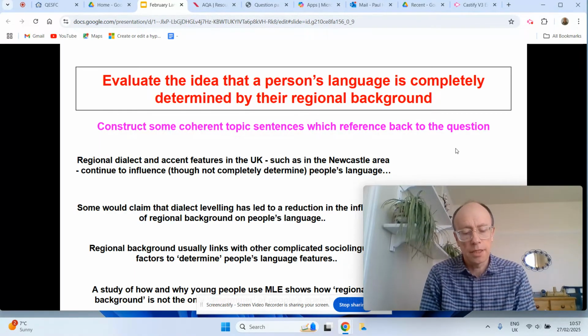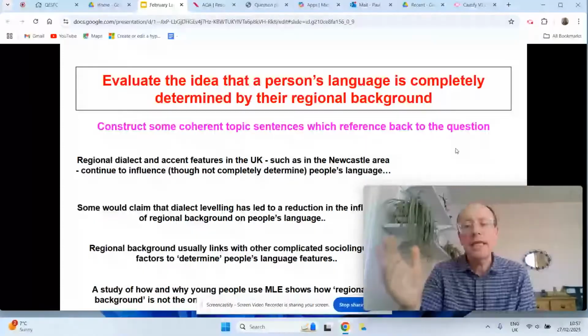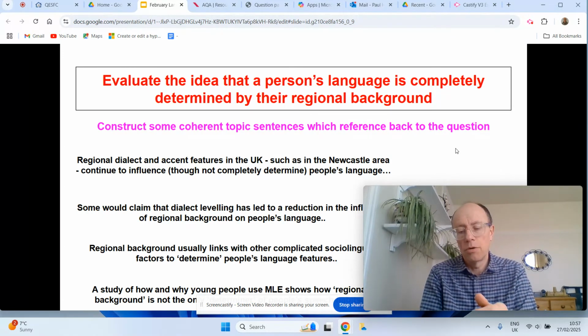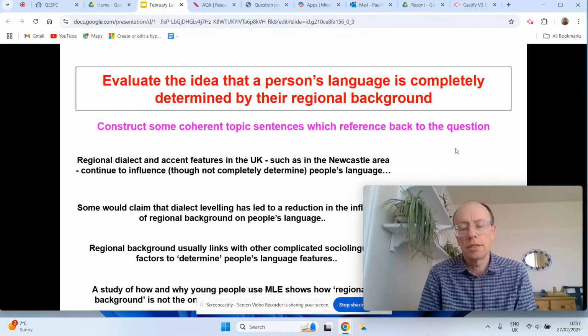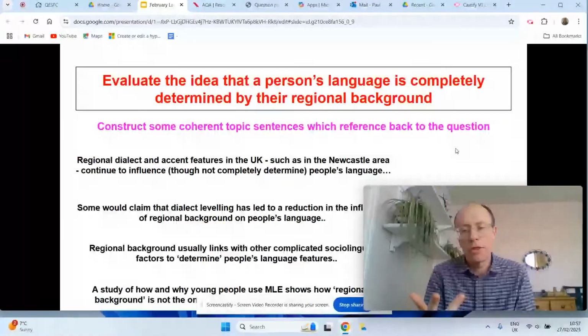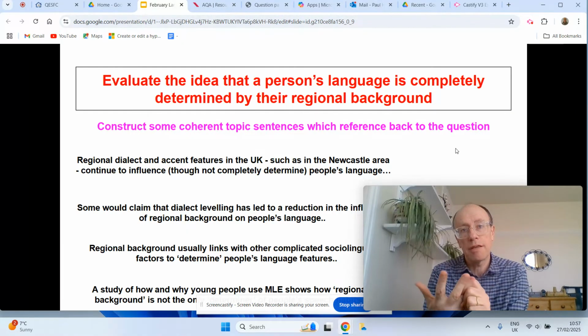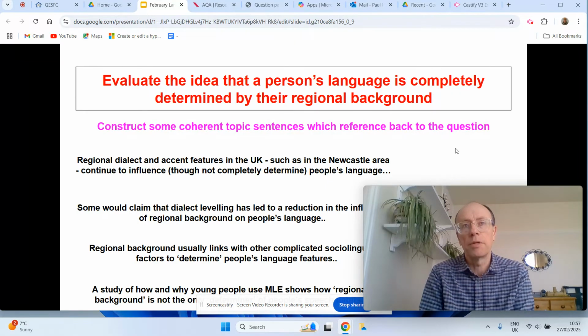And in your topic sentences, you're going to PEEL. You're going to make your point, which is the topic sentence. You're going to explain the point. Then you're going to provide evidence that backs up the point. Then, importantly, you're going to evaluate the validity of the studies and the claims that are being made.